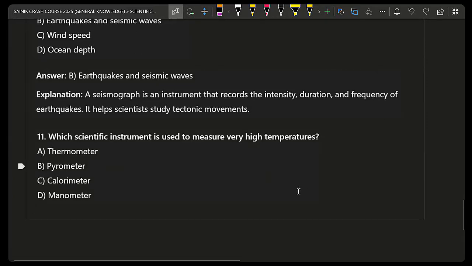Which scientific instrument is used to measure very high temperatures? Option A, thermometer. Option B, pyrometer. Option C, calorimeter. And option D, manometer. All of you can participate in the quiz now. Which scientific instrument is used to measure very high temperatures? Thermometer, pyrometer, calorimeter, and manometer.